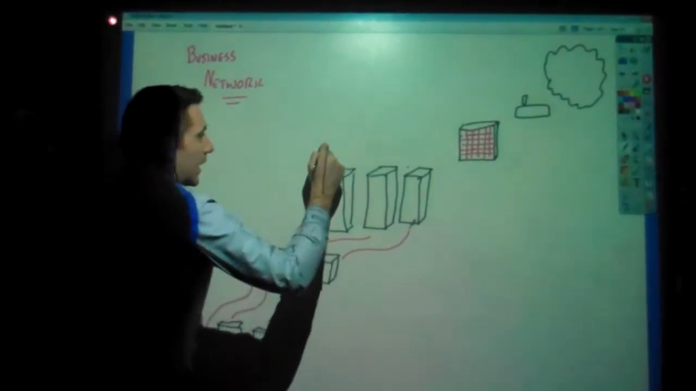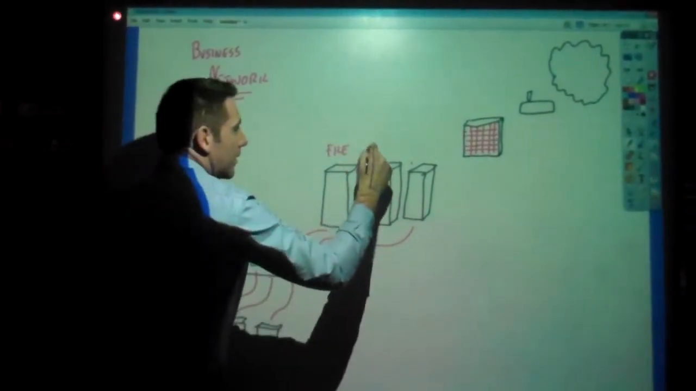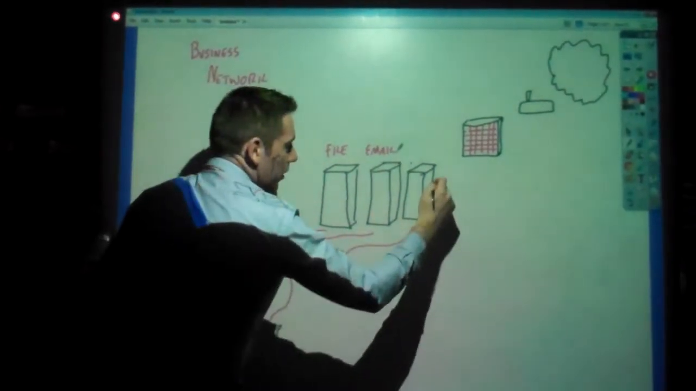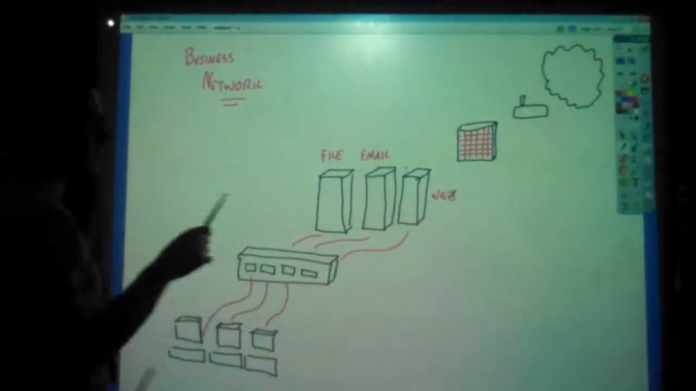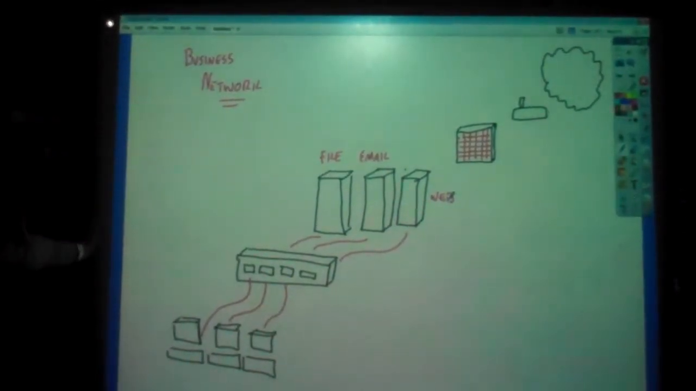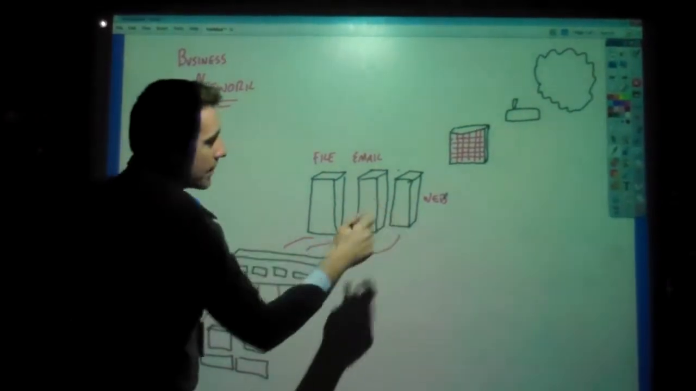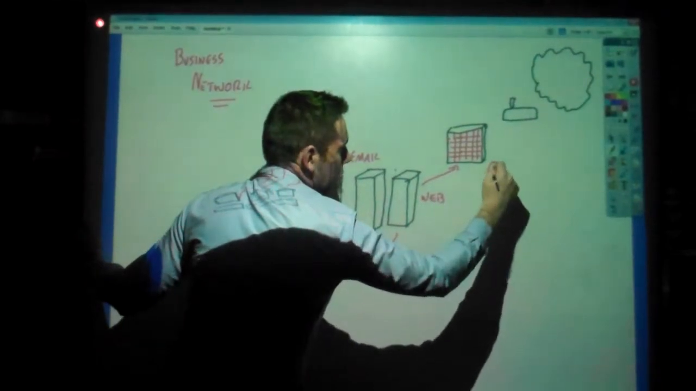So we could have a file server, we could have an email server, and we could also, in this case, what we're going to call this one is the web server. The web server will allow us to get information from the internet. So, essentially what happens here is that the web server is connected, and now this thing is called the firewall.